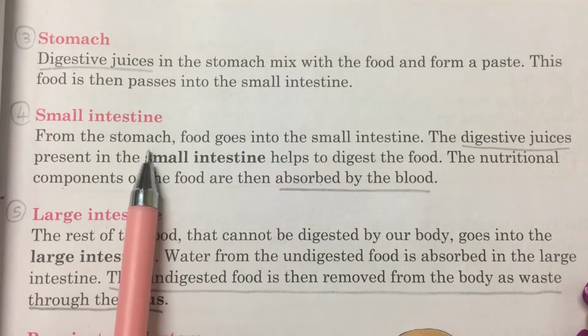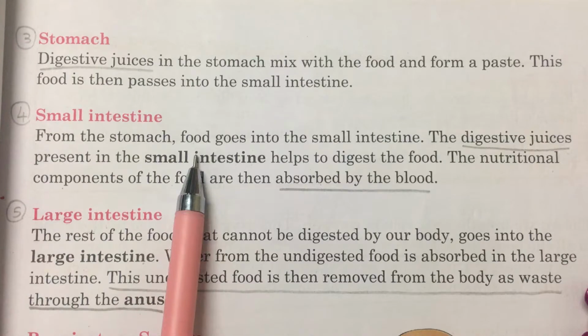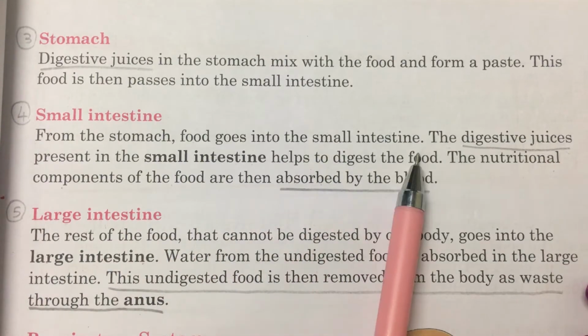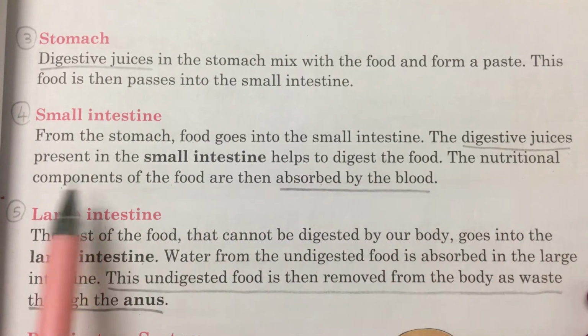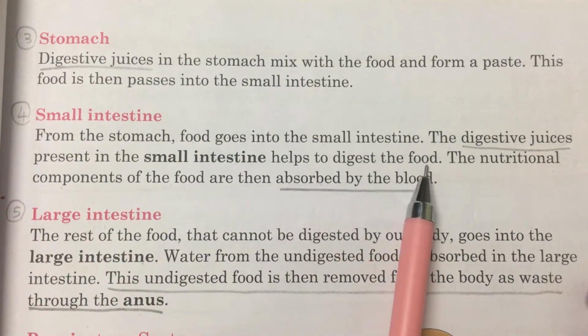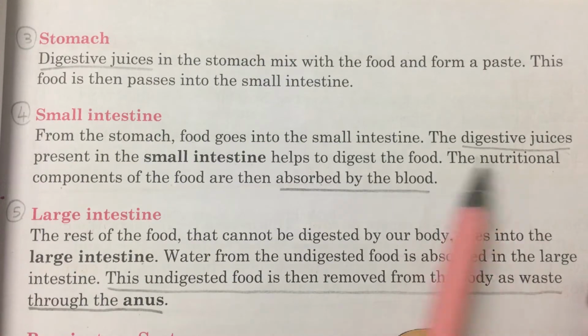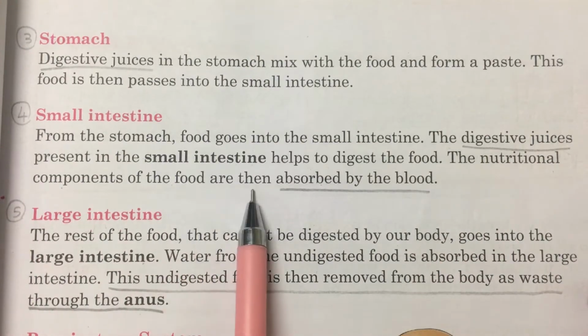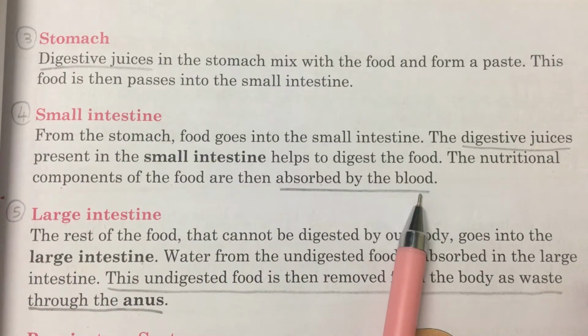Small intestine. From the stomach, food goes into the small intestine. The digestive juices present in the small intestine help to digest the food. The nutritional components of the food are then absorbed by the blood.